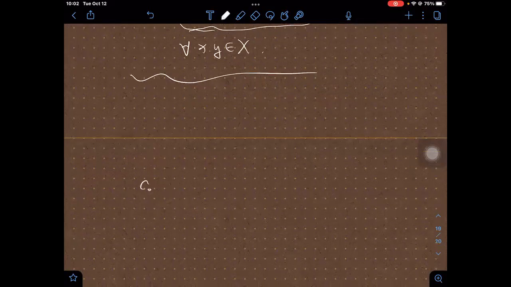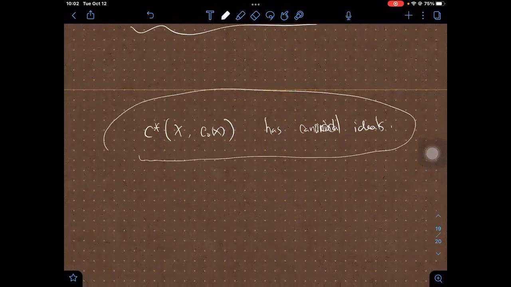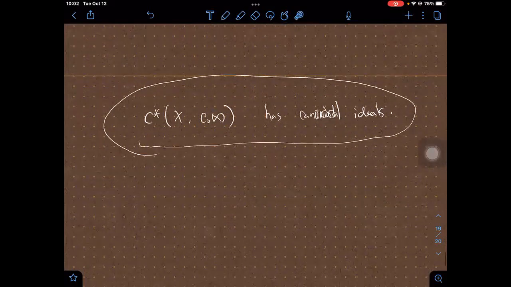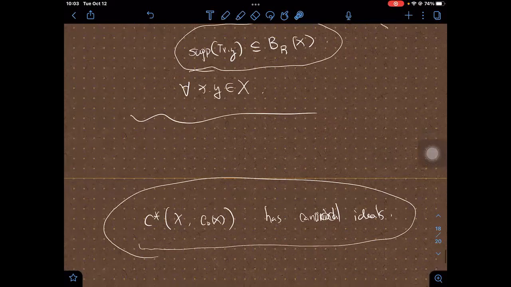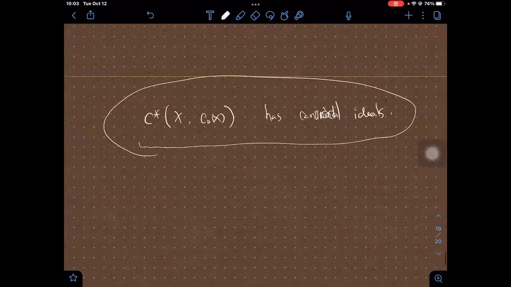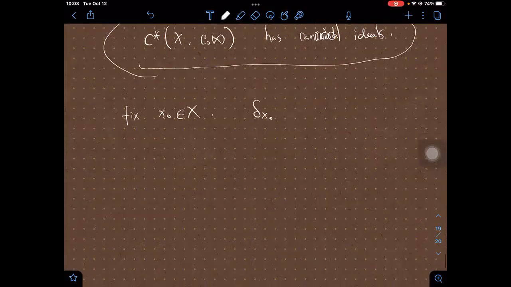Now, since the Roe algebra of X has no canonical ideals, this is the problem. However, now we know the C star algebra of C0 of X has canonical ideals. Let's see why. The ideals come from the coefficient C0 of X, because each subspace of X gives you an ideal of C0 of X. If you restrict the support, you get an ideal. The most natural one: fix x0 in X, and consider the Dirac function at x0. We want some matrices from the twisted Roe algebra.